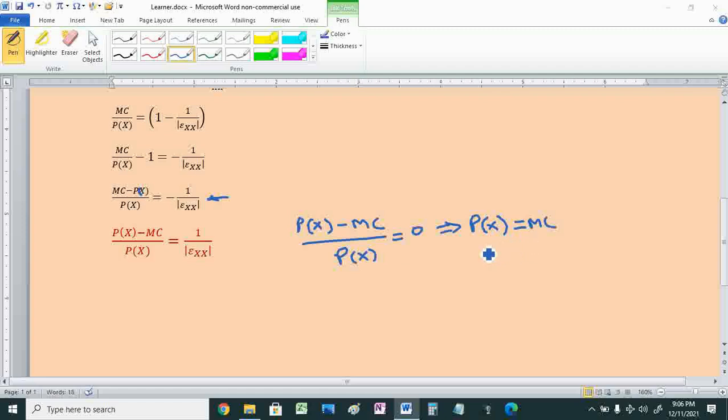So if own price elasticity of demand is infinity, the firm's demand curve is perfectly elastic, and this is what happens when the firm is a perfectly competitive firm. And because the firm is charging a price equal to marginal cost, we say monopoly power is equal to 0. So if 1 over the absolute value of own price elasticity of demand is equal to 0, this means that the firm is charging a price equal to marginal cost.